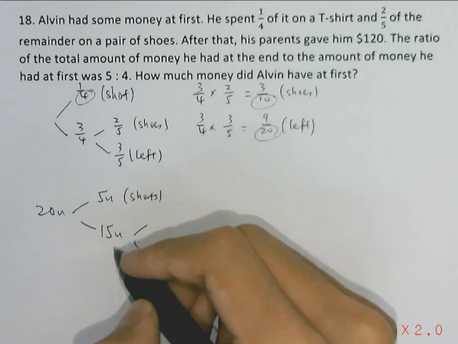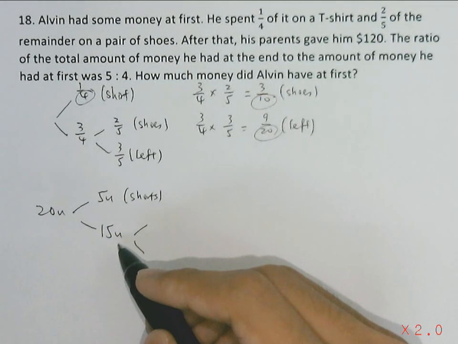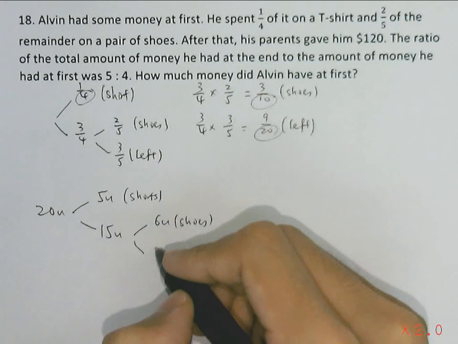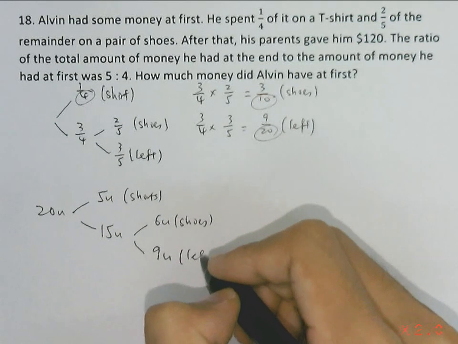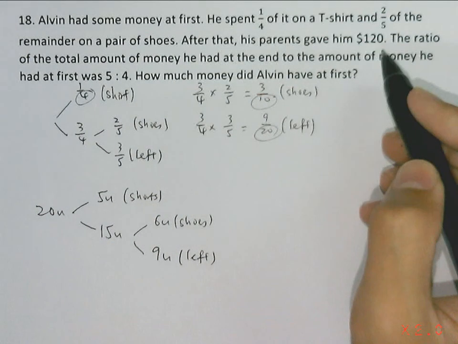Then out of the 15 units, he spent 2/5 on shoes. So 2/5 of 15 units will be 6 units, which is spent on shoes. And then he will have a remaining 9 units left. So here we know that his parents gave him $120.